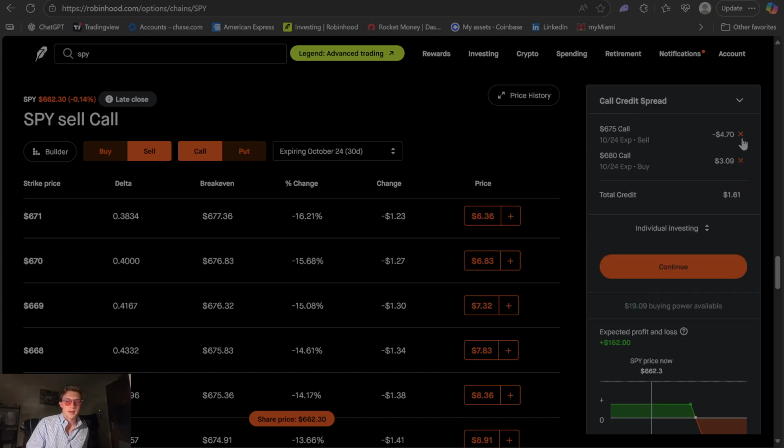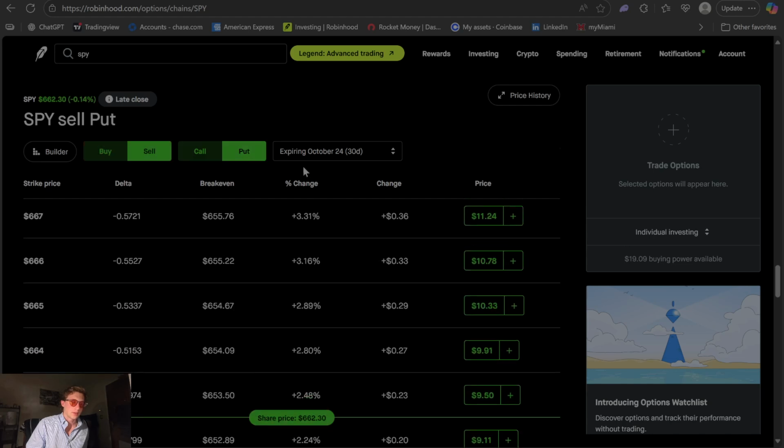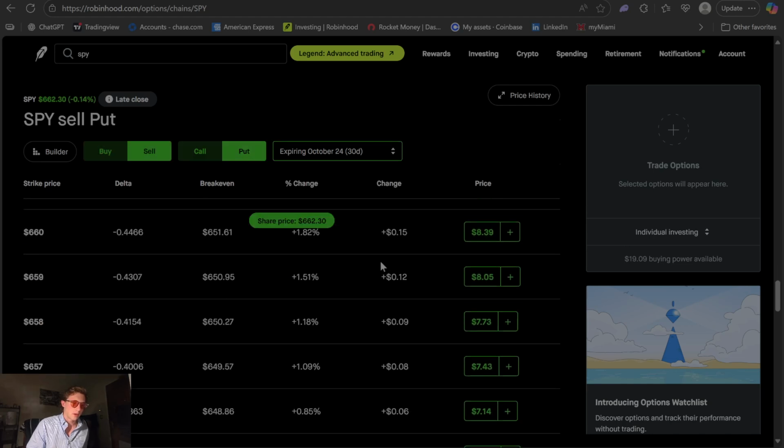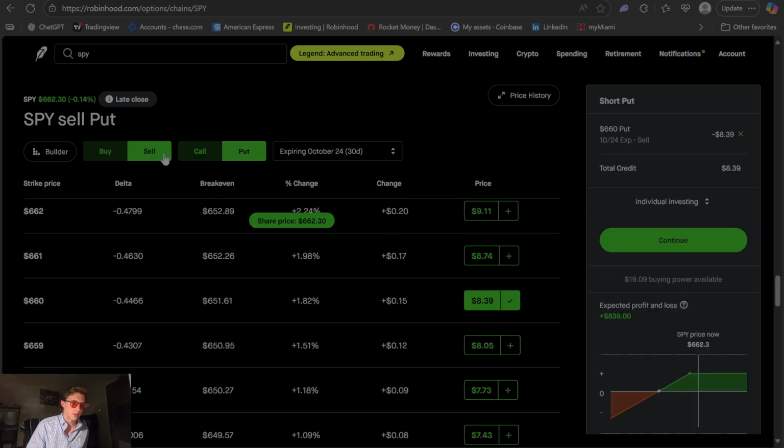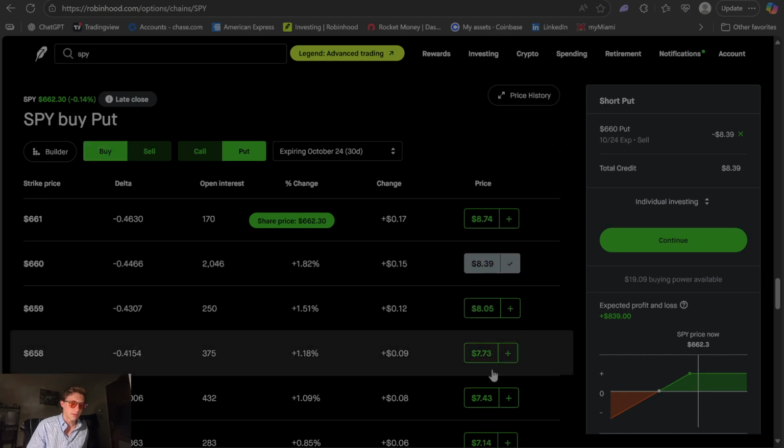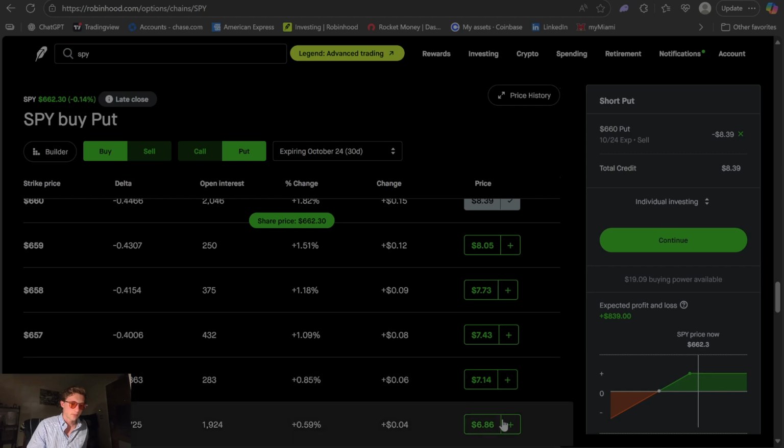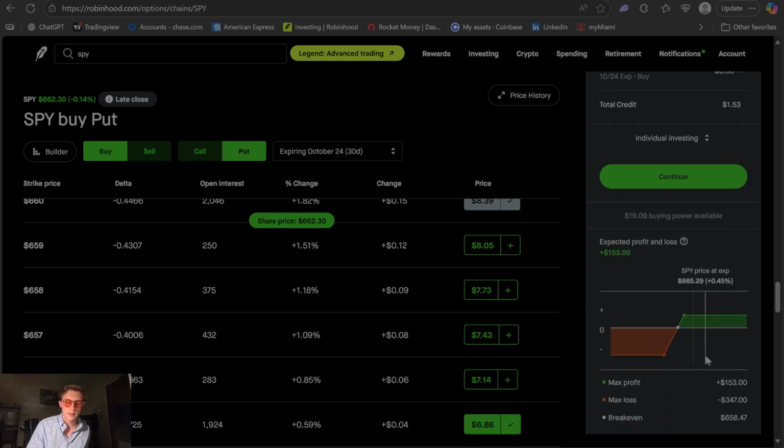And for sake of example, we will do this on the put side. So if I sell a put that is closer to current price and buy one that is farther out of the money, we do a $5 spread. You can see that is the same fundamentals, slightly bullish, but you can be a little bit wrong.